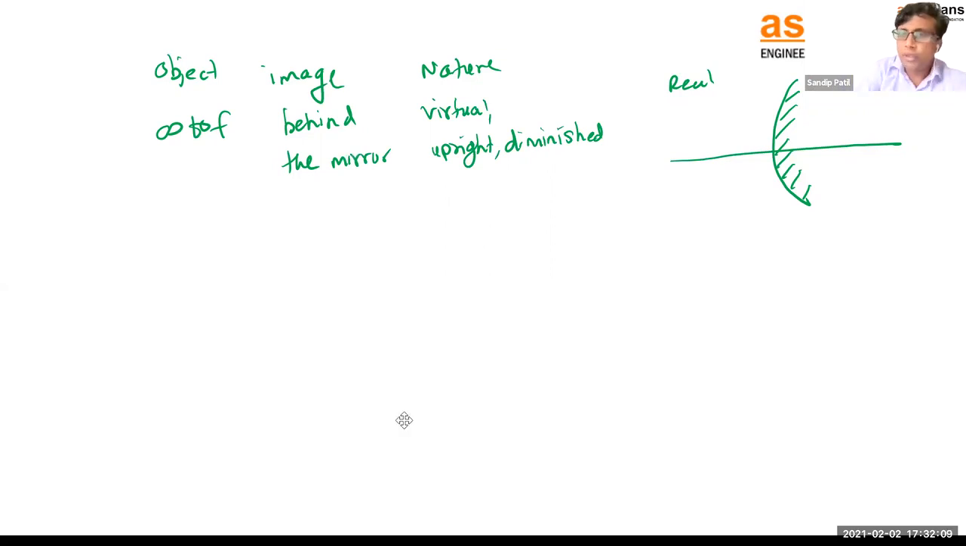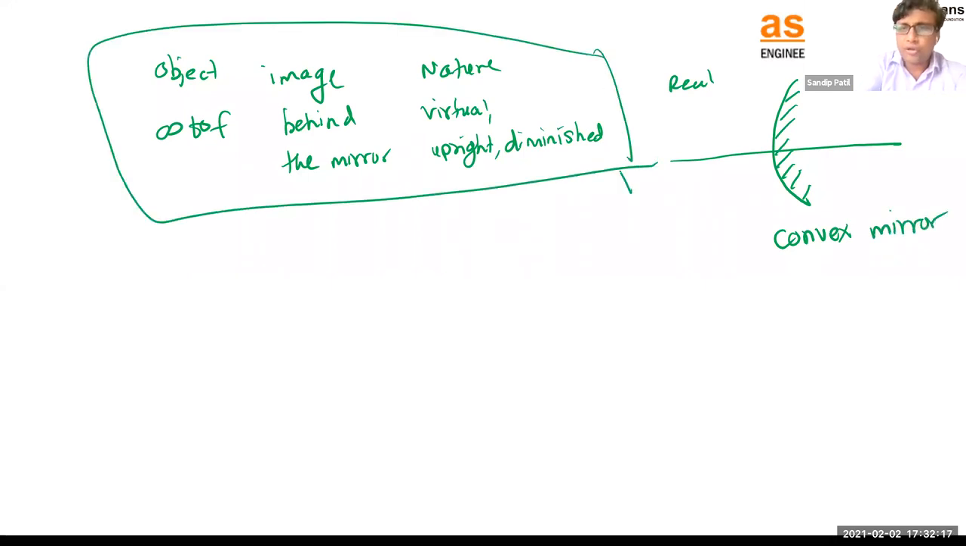This is for what? This is our convex mirror. And remember, the same table we can also use for the concave lens. Right? So right now, just don't worry about that one. Okay. Then one more thing we learned in the case of mirrors was this one.